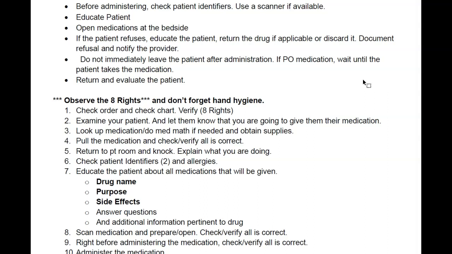And next is really educating your patient about the medication that they're taking. Very important part of your patient education is letting them know what's the name of the medication, what is the purpose, the side effects. Answer some questions that they may have. Add additional information that may be important for that specific drug. Example, blood pressure medication, some of them you have to check the heart rate and the blood pressure.